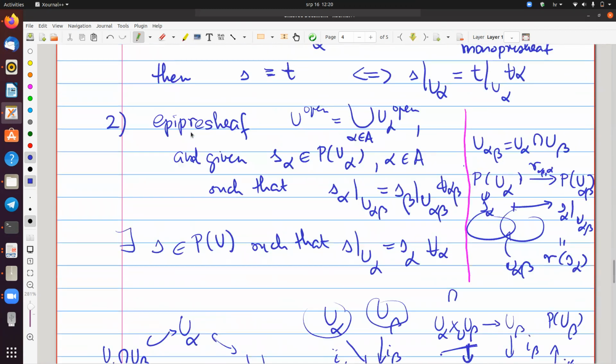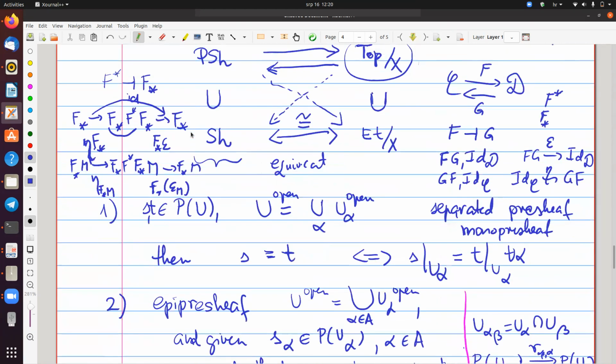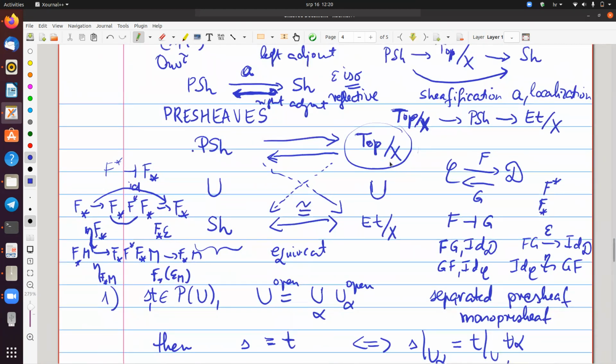So the whole point of elementary sheaf theory is that you have this diagram between pre-sheaves and topological spaces over X. You have a pair of adjoint functors, which restricts to an adjoint equivalence of categories between sheaves and étale spaces, where sheaves are pre-sheaves with the sheaf condition, the separatedness and the gluing condition, and étale spaces are those topological spaces over X which are local homeomorphisms. And that's the point. That's all elementary sheaf theory is.